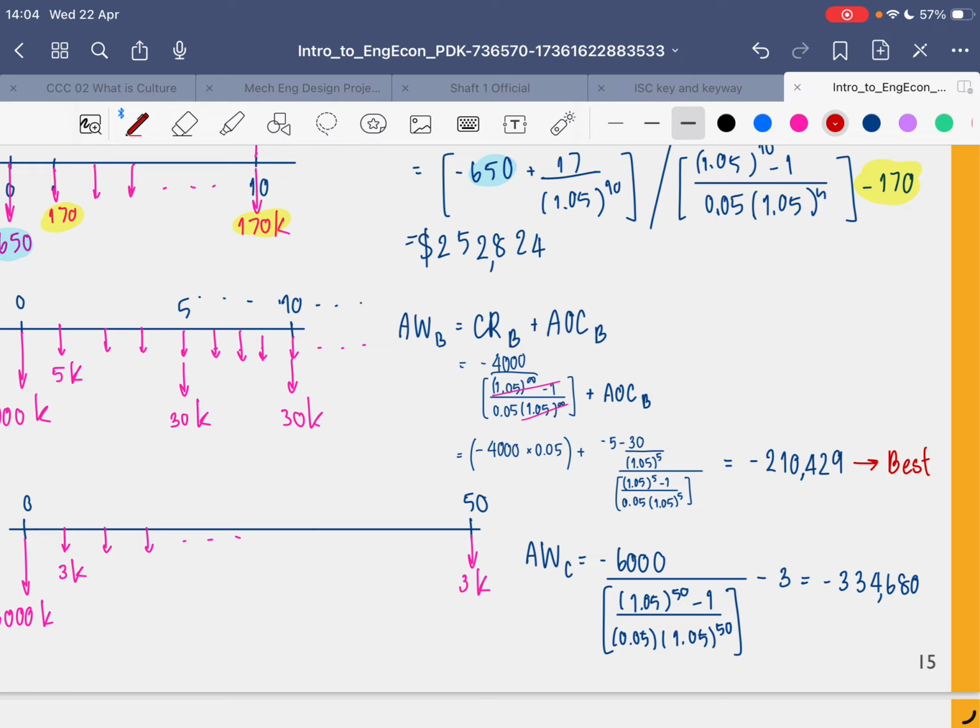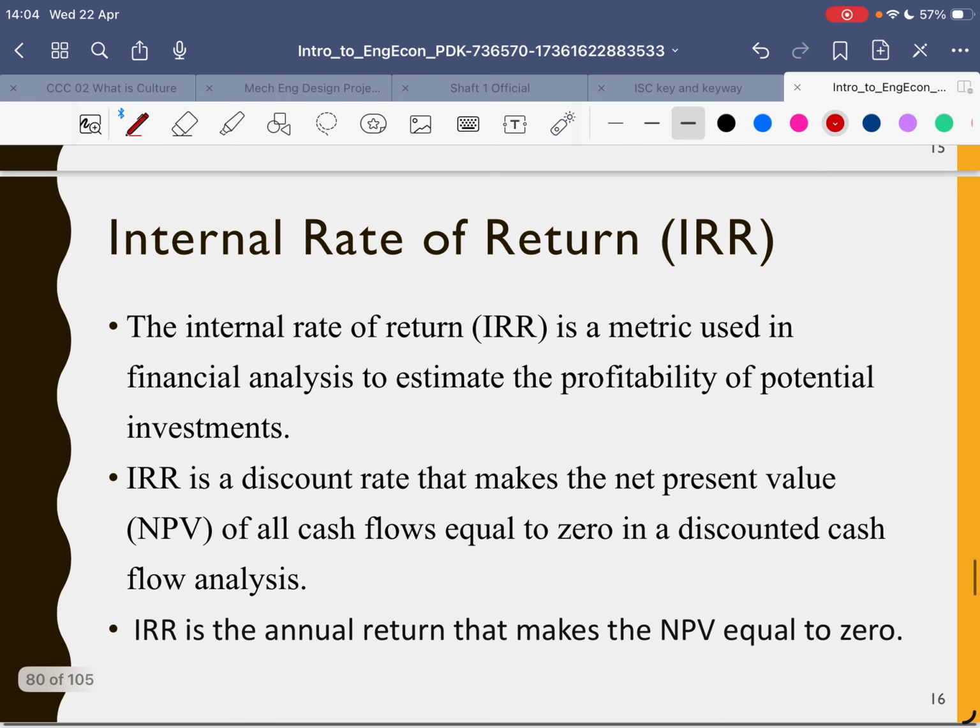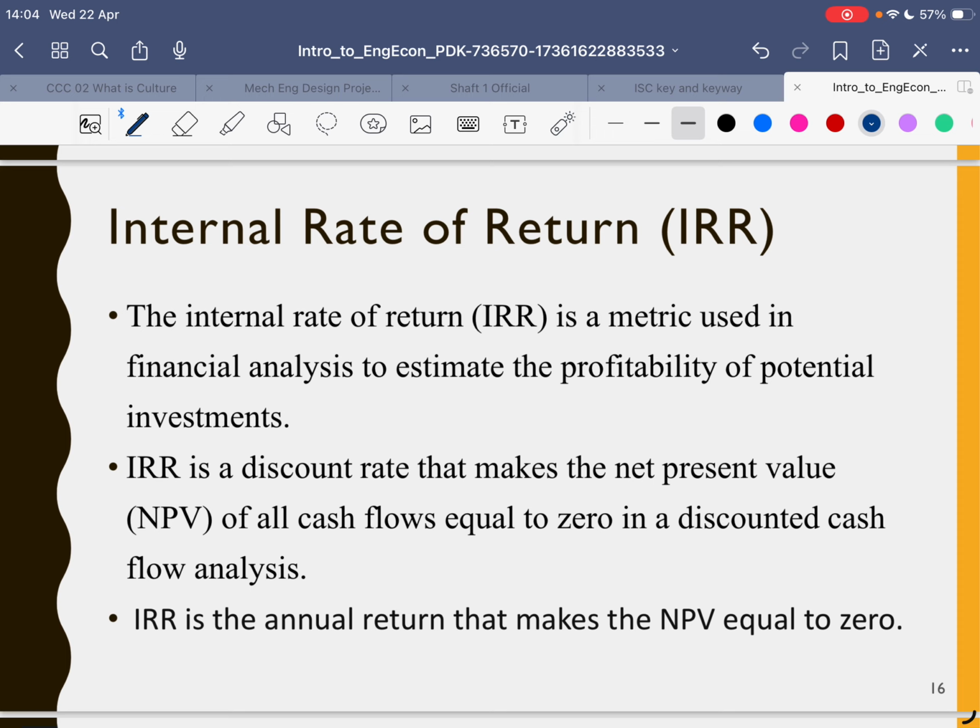So the next thing is internal rate of return. That's going to be something interesting as well. The internal rate of return, or IRR, is a metric used in financial analysis to estimate the profitability of a potential investment. IRR is a discount rate that makes the net present value of all cash flows equal to 0 in a discounted cash flow analysis. And IRR is the annual return that makes the NPV equal to 0.